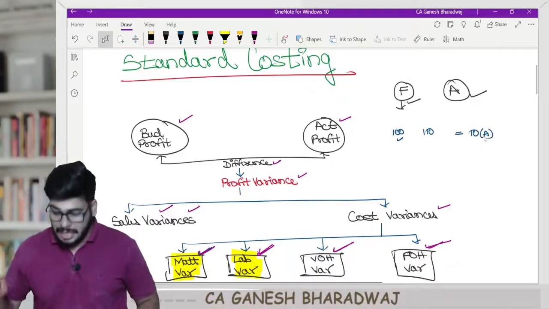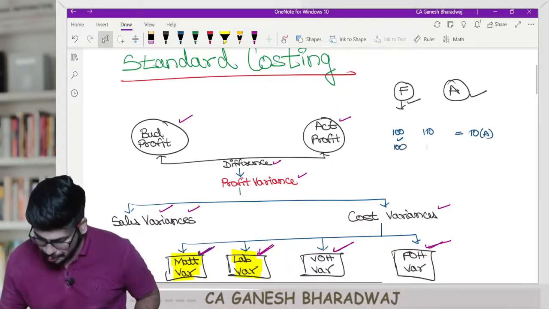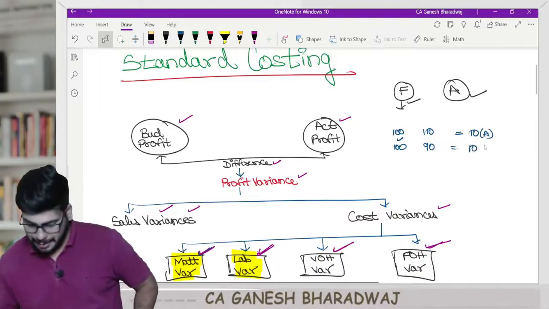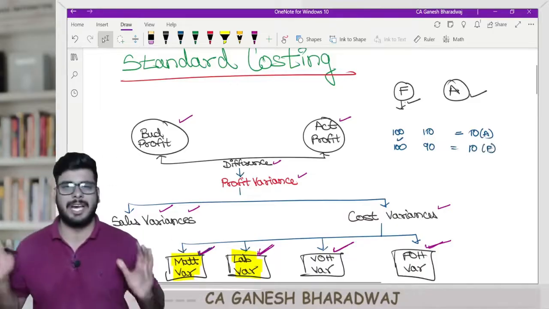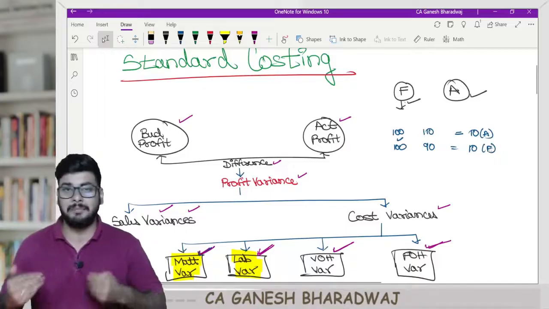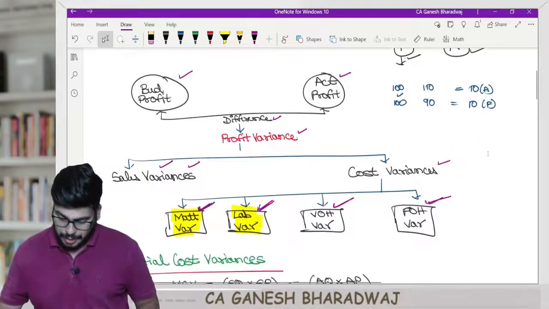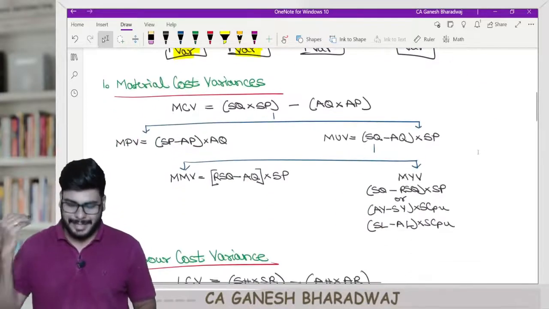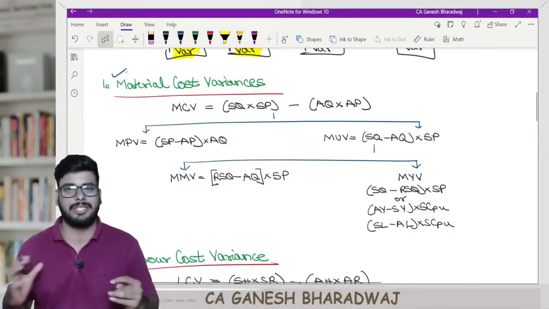Are you clear with this? Whereas suppose you should have incurred 100 rupees, you have only incurred 90. In this case also there is a 10 rupee variance, but that 10 is a favorable variance. Are you clear with this? These are some basic things that you need to know. Clear with this, guys? Now let us get started with the material cost variances.